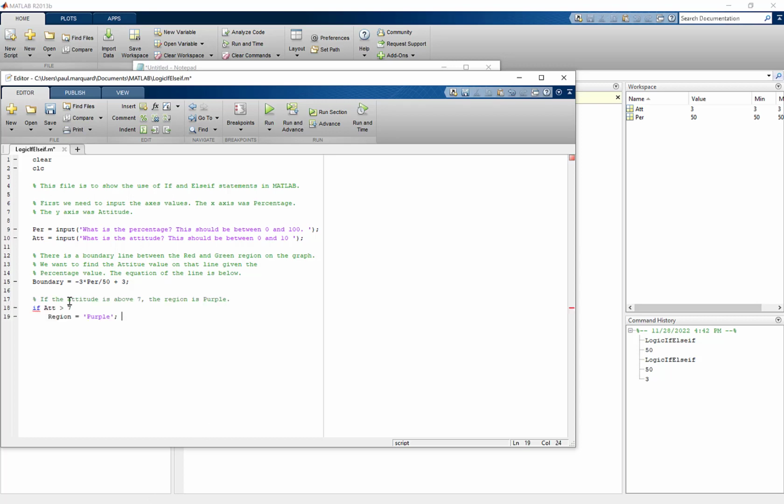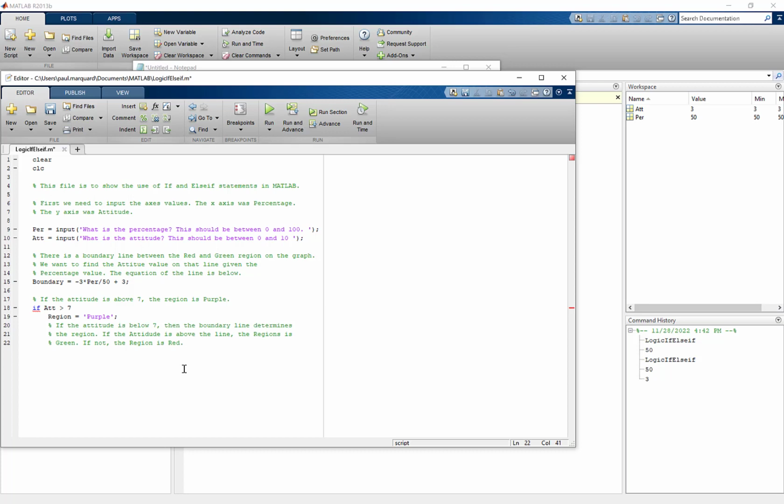All right, so we start off with figuring out whether or not it's purple, and that's going to happen anytime the attitude is greater than 7. So if the attitude is greater than 7, then the region is equal to purple. I don't need any more information. It doesn't matter what the percentage is. If it's greater than 7, I know I'm in the purple range. And you can see I put in a little more comment here.